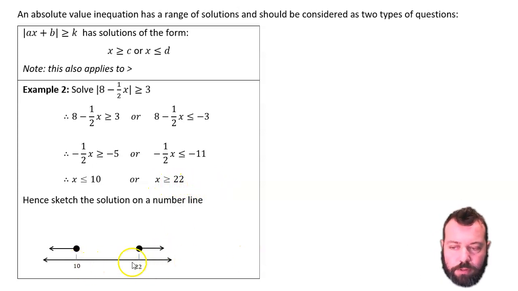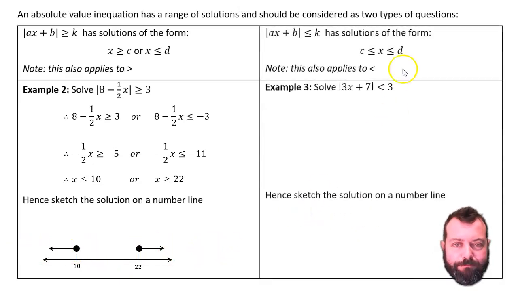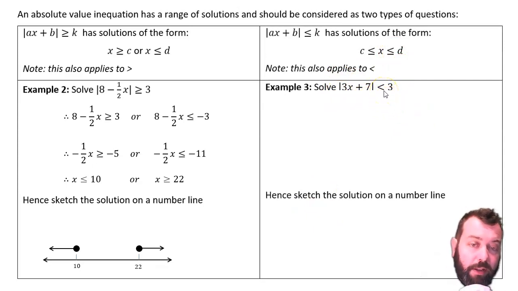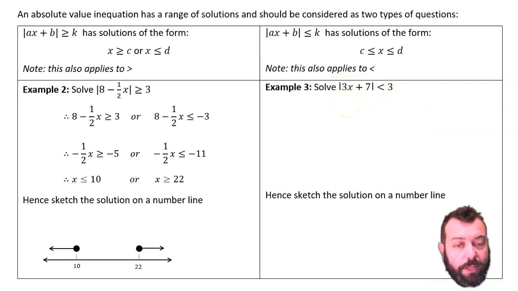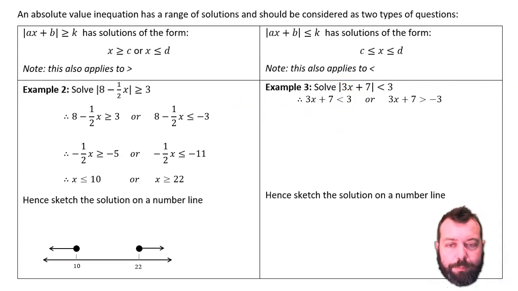On a number line, it looks like this. Less than 10, greater than 22. Here's another example. 3x plus 7, absolute value, is less than 3. Now, less than means it's going to be sandwiched between two numbers. But nonetheless, I'm still going to work it out as two separate parts.